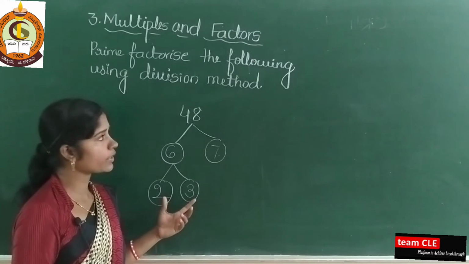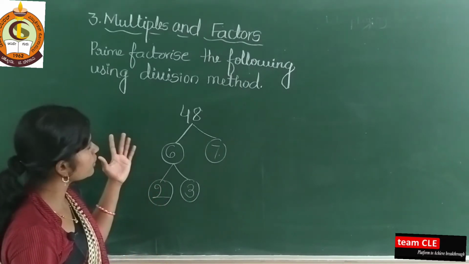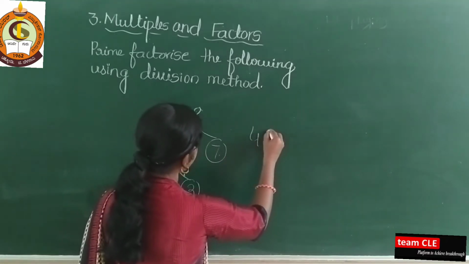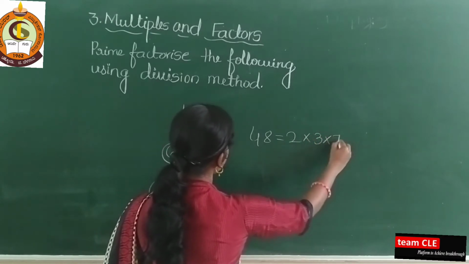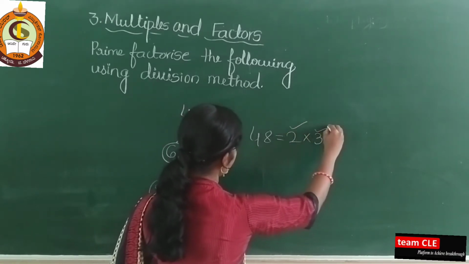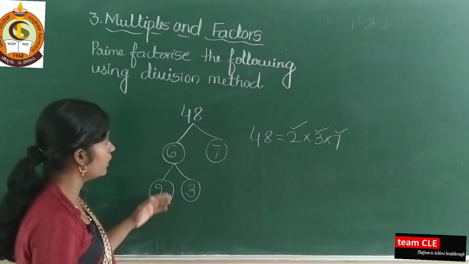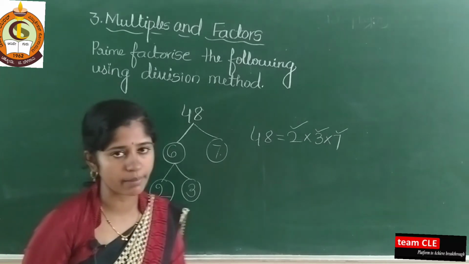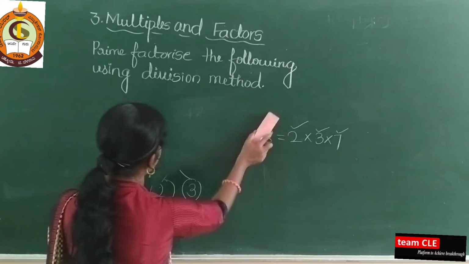In today's class we are going to prime factorize the following by using division method. So how to express this? 48 is equal to 2 into 3 into 7. 2 is also a prime number, 3 and 7 are also prime numbers. Okay, so this is a tree method. But in today's class let us learn about the division method. So I will take here one small example.